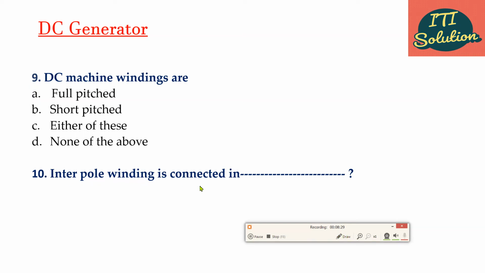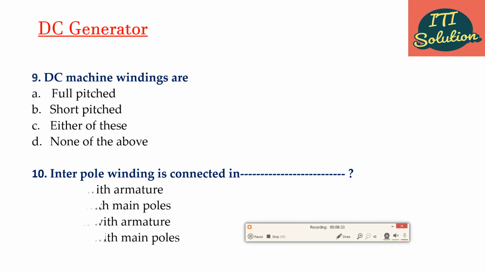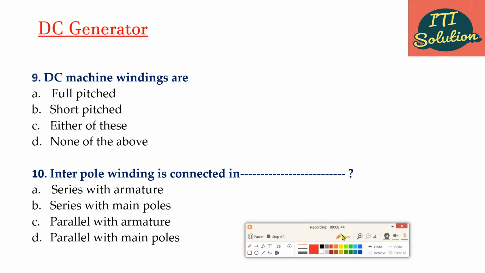Interpole winding is connected in, option A, series with armature, option B, series with main pole, option C, parallel with armature, and option D, parallel with main pole. And the correct answer is option A. Interpole winding is connected in series with armature because interpoles are small narrow commutating poles that produce extra flux to neutralize the armature reaction magnetomotive force produced at the time of the commutation process. Clear?